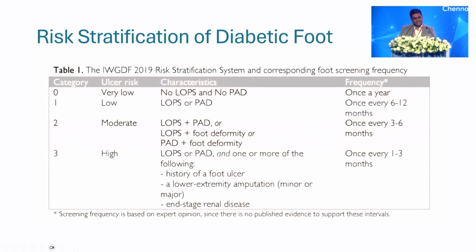Category 2 is moderate risk. Either they have a combination of both PAD and sensory loss, or either one along with any foot deformities, like clawing toes, all those things. They are supposed to be screened every 3 to 6 months. The high risk population obviously has both, along with any previous history of foot ulcer, previous lower limb amputations, either minor or major, and end stage renal failure. They are supposed to be screened very frequently, at least every 3 months.